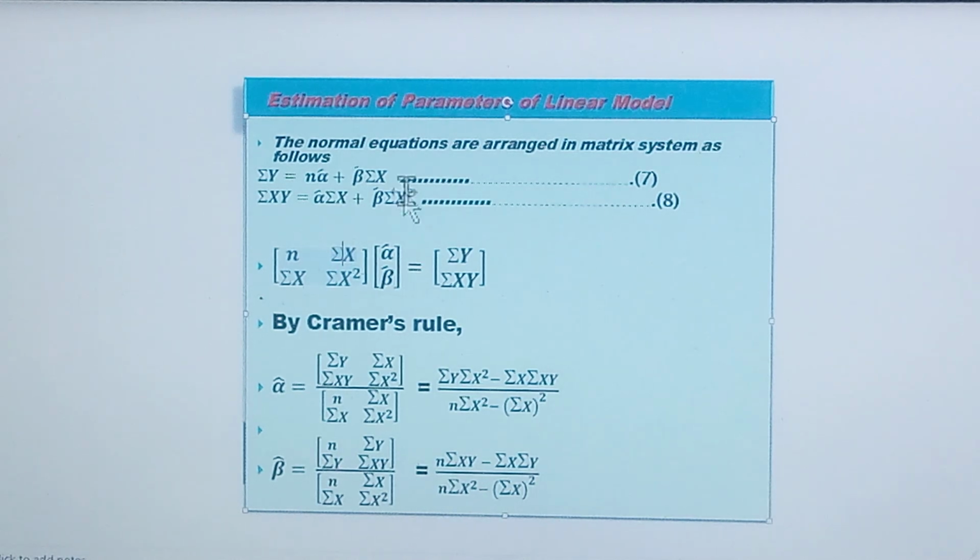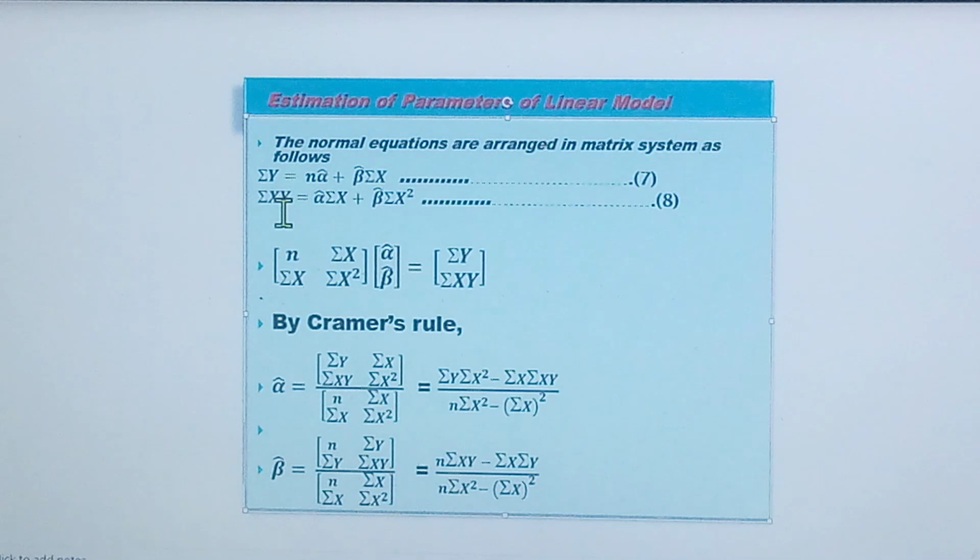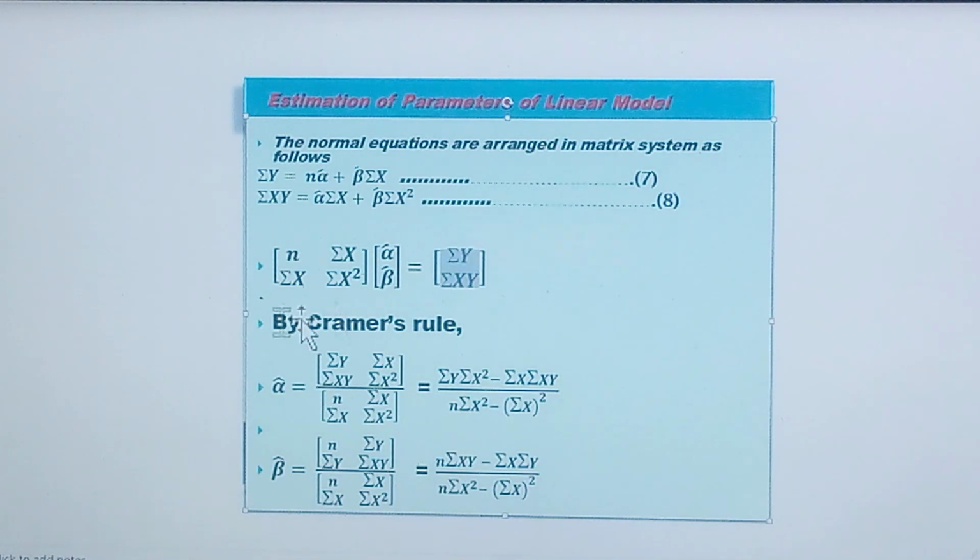We have three things here. We have the matrix of the coefficients here, and we have the matrix of the parameters alpha and beta, and then we have the matrix of these numbers here, this summation y and summation xy. We call it the matrix of the results. So what do we do here now? To get alpha cap, we replace this first column, n and summation x, by this result matrix here, and then we divide whatever we have by the entire matrix.